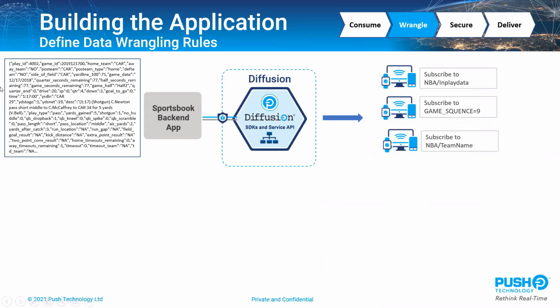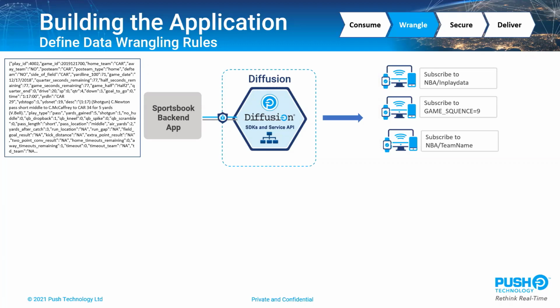I showed a larger image of how the data looks in the beginning here. We can take data that's in really any format. In this particular case, it is JSON, but we do accept text, binary, string, etc.